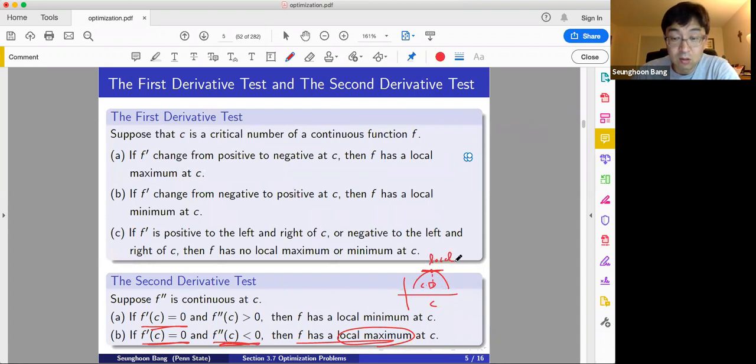Local maximum at C. The graph is like this. We can draw a horizontal tangent line at C. What does it mean? F prime of C equals 0. The graph is concave up. What is concave up? The second derivative is greater than 0. So we have a local minimum at C. Okay, this is the second derivative test.